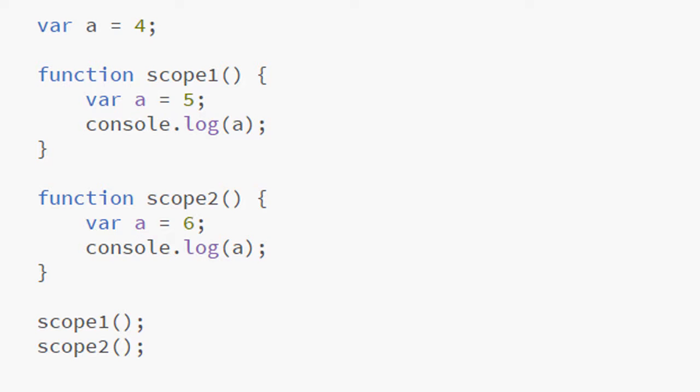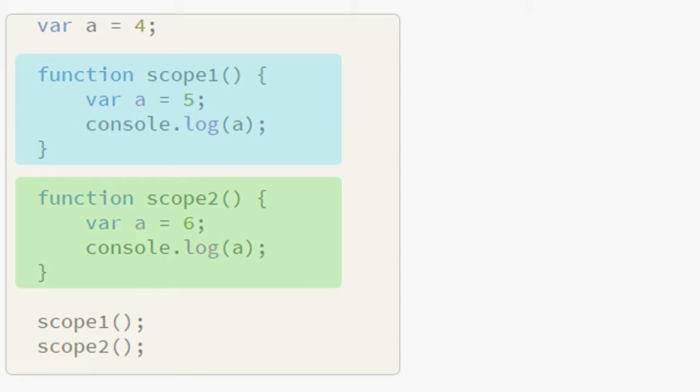JavaScript scope. In its simplest terms, a scope is an encapsulated section of code. As can be seen, the function scope1 declares its own scope, and so does scope2. Both functions declare their own versions of the variable a without affecting each other. These functions sit inside the global scope, where it too declares a value for the variable a.